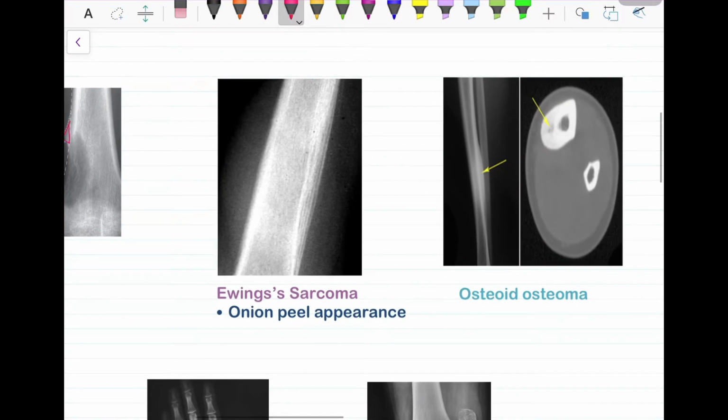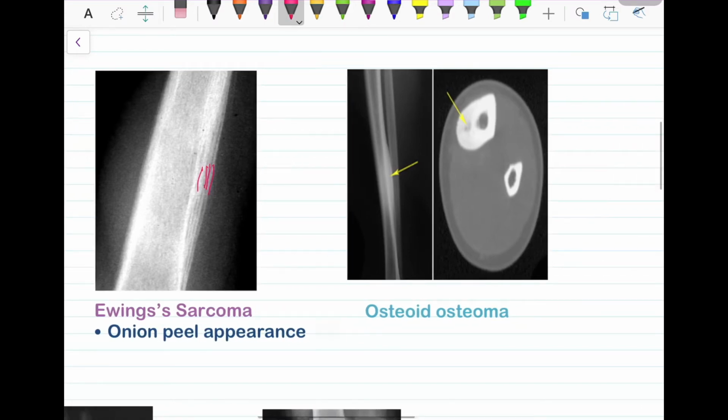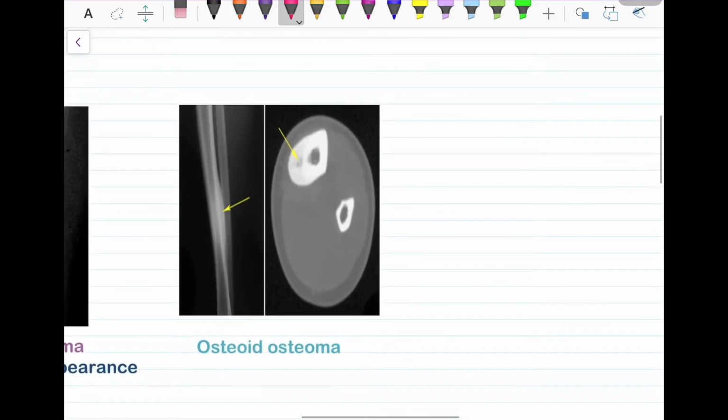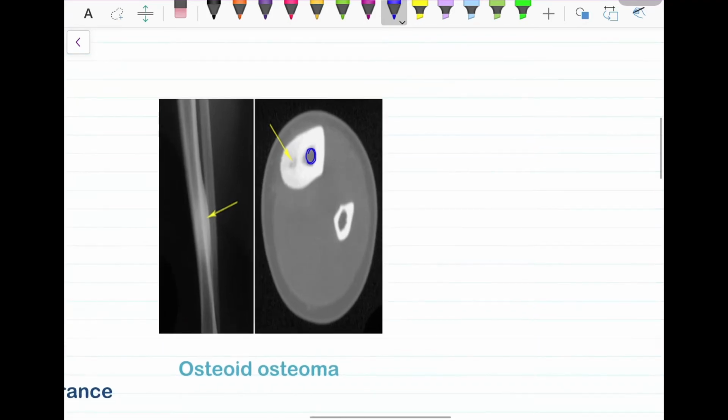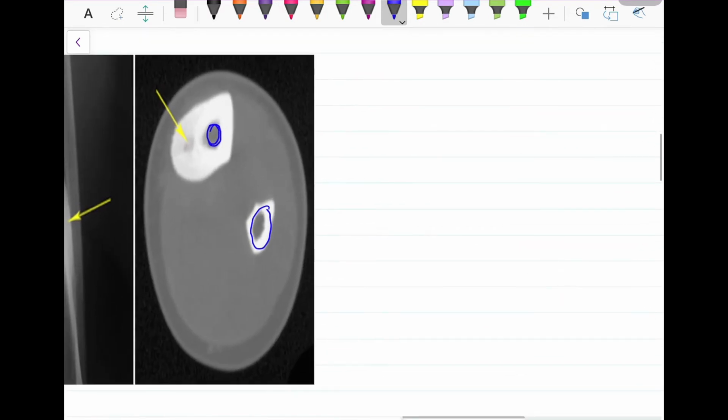The next one is Ewing sarcoma. In Ewing sarcoma there is onion peel appearance. So this is like the peels of the onion. Onion skin or onion peel appearance. The next one is osteoid osteoma. In osteoid osteoma there is this central lytic bone covered by the sclerotic margins. The very peculiar characteristic of osteoid osteoma is night pain, which is relieved on taking aspirin.